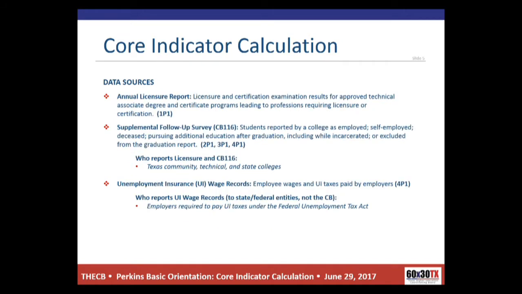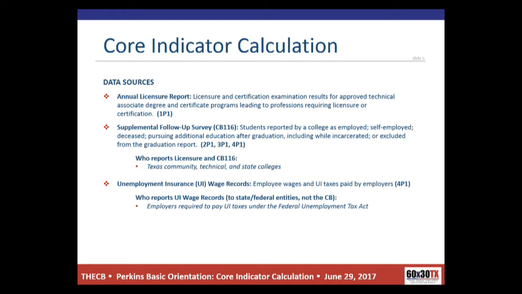And here we have the final three data sources: the annual licensure report, the supplemental follow-up survey, and the unemployment insurance wage records. Okay? Now, a couple of things about these. The CB-116, the supplemental follow-up survey, that's a report institutions can submit to the coordinating board based on a survey they do of their students who have exited. Some of you are nodding. You're familiar with that report. It's the last piece of a data trail that I'll talk more about in a minute.